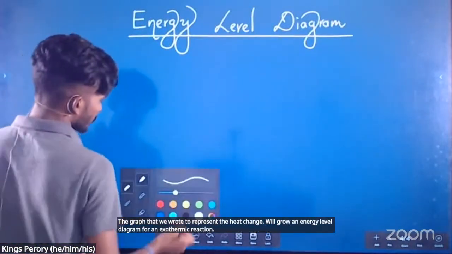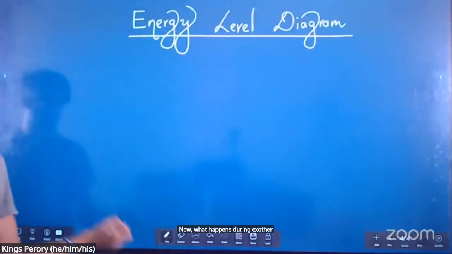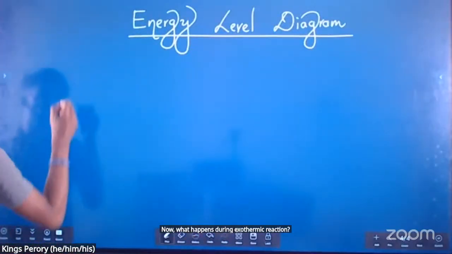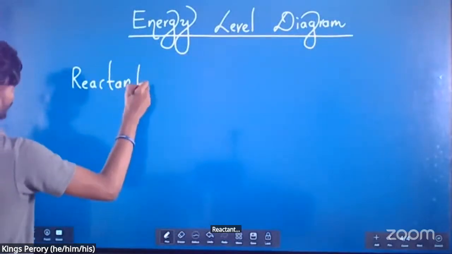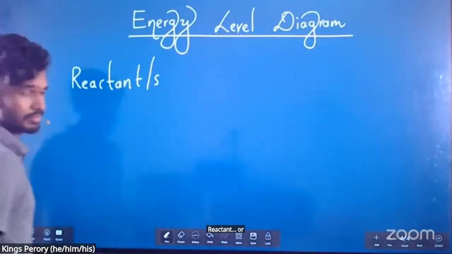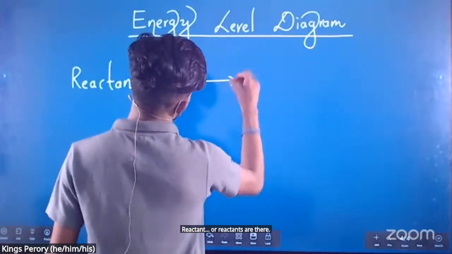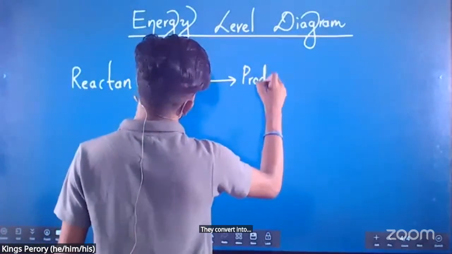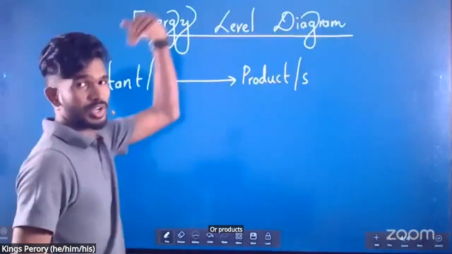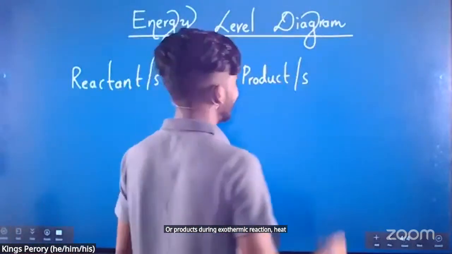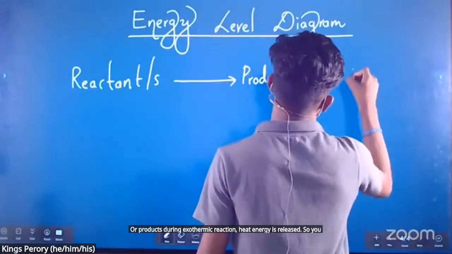Now, what happens during an exothermic reaction? Reactant or reactants are there. They convert into product or products. During an exothermic reaction, heat energy is released. So you write it on the product side, heat.